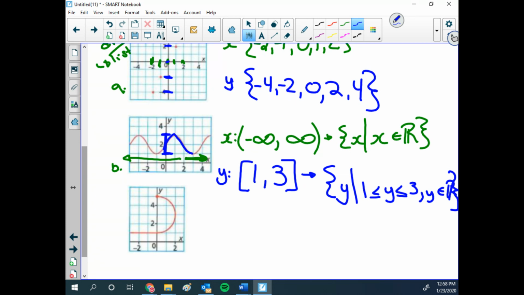Should I do C, or how does everybody feel? Do I need to do C? Everybody's good? Feels okay with domain and range? Okay, there's some additional examples on there, even if you want to just cover them up and try them yourself later.